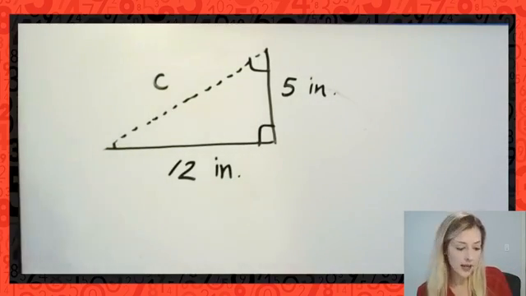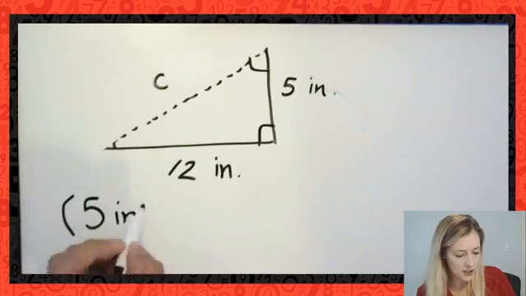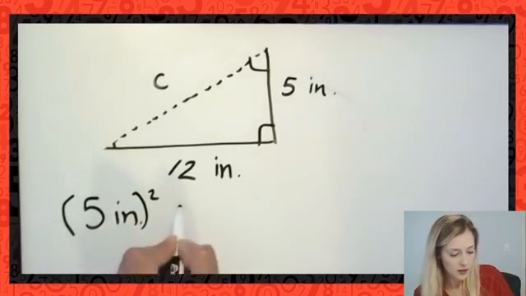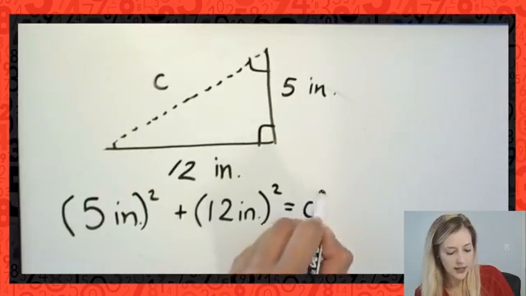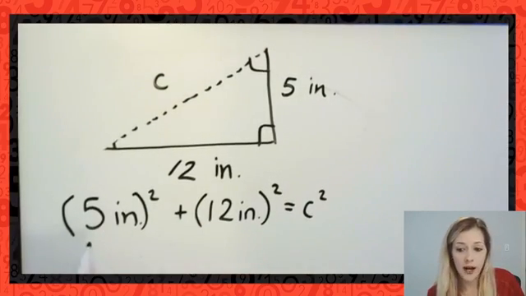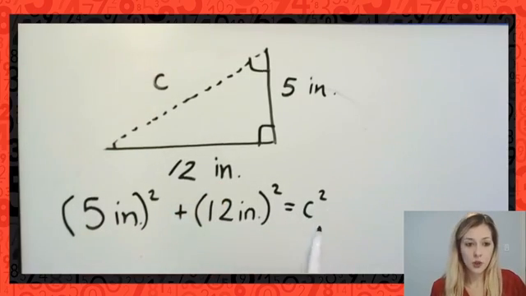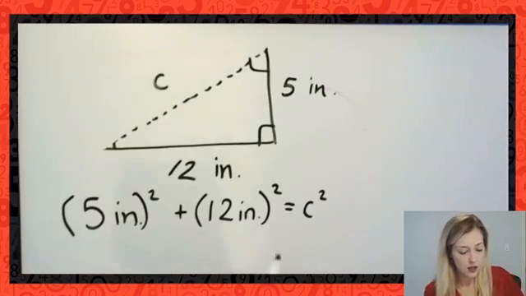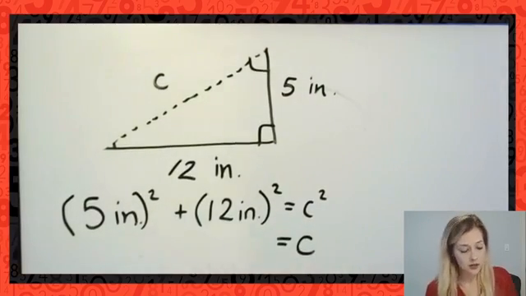It's still going to apply the same way, right? And I'll write this here. I could put 5 inches squared plus 12 inches squared is equal to my c squared. Very similarly, I'm going to find the square of 5, find the square of 12, find the sum, then take the square root of that sum to find c. So if you want to write this down for yourselves and check your answer later, I'm going to tell you right now, this answer will be 13.